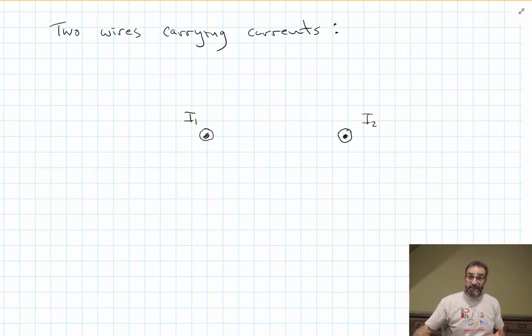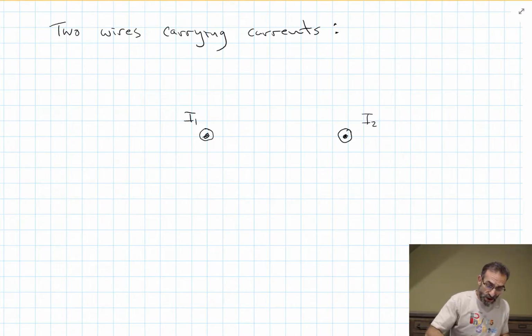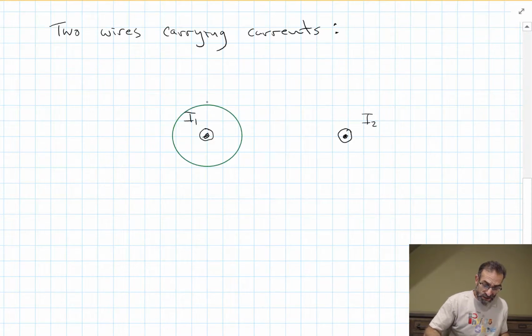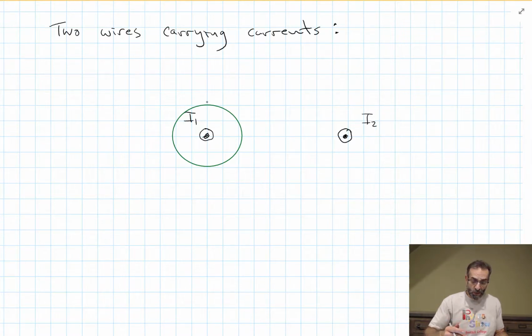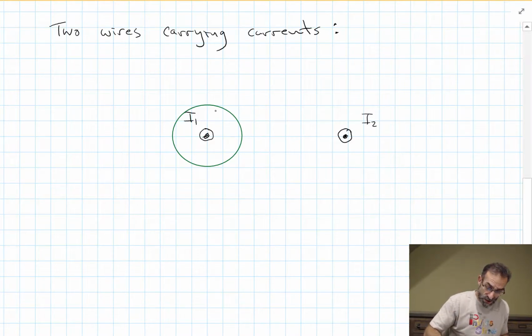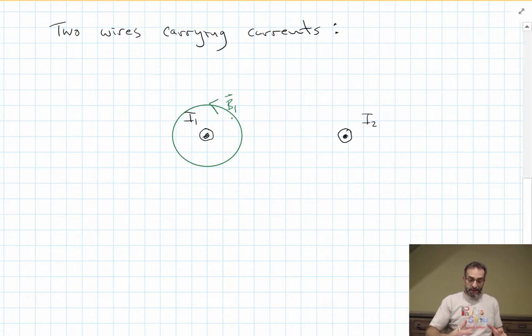So if the wire on the left is filling the space around it with a magnetic field, and the wire on the right is a current-carrying wire sitting in a magnetic field, well, it might feel a force because of that. So let's take a look at that situation. The wire on the left is filling the space around it with a magnetic field. I'll draw a circle here because I know it forms a circle around the wire. What direction does the magnetic field point? I put my thumb in the direction of the current, my fingers roll in this direction, counterclockwise. So my magnetic field from wire 1 is filling the space around it.